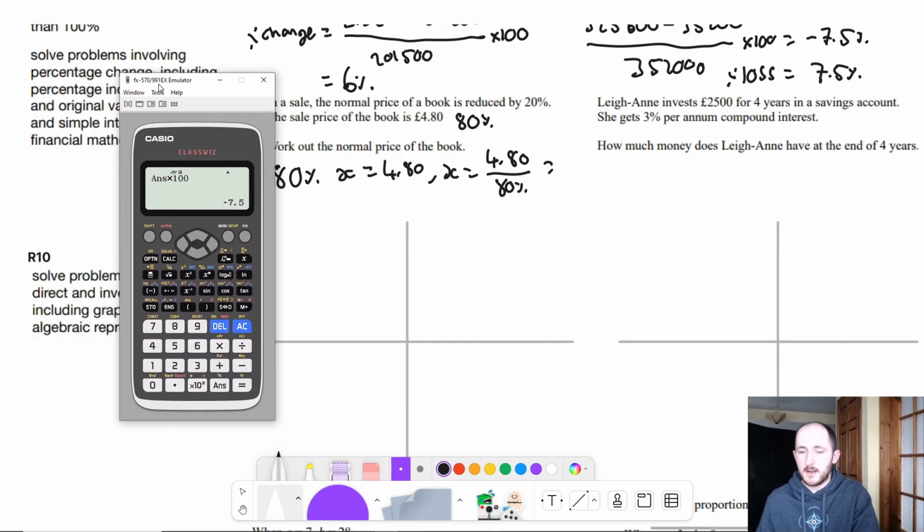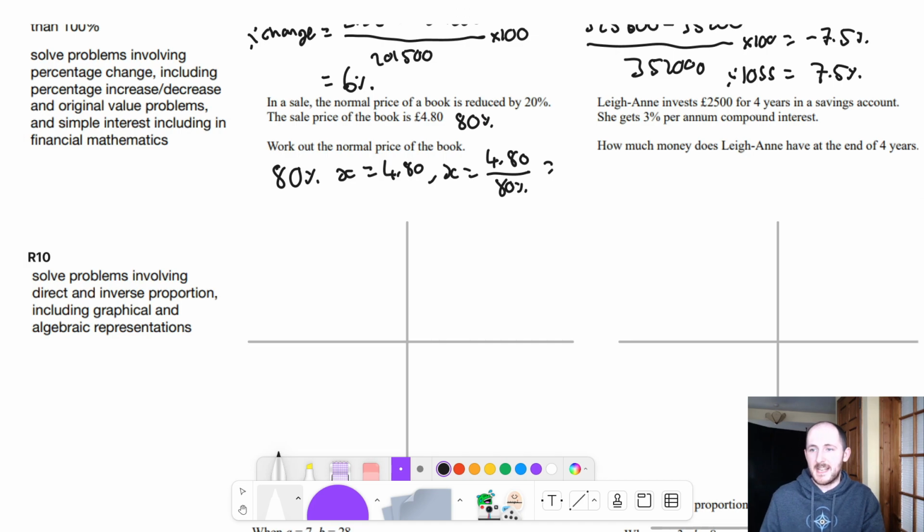So I want to prove that to you right now. So 4.8 divided by 0.8, both the same thing. You get £6.